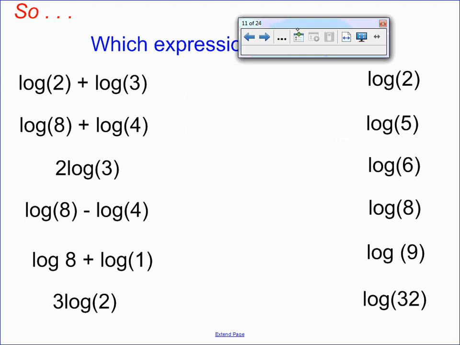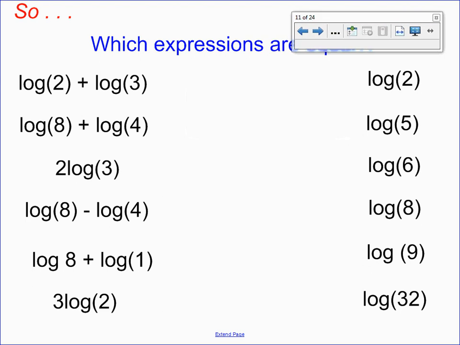We're going to utilize these now to rewrite. With your partner, you're going to draw a line to connect the left-hand side log statement with the right-hand side that is a single log. I'm going to give you about a minute and a half to do this, and don't be surprised if you're asked to share. So go ahead and talk. Decide with your partner which of these logarithmic statements match, and then draw a line connecting them.